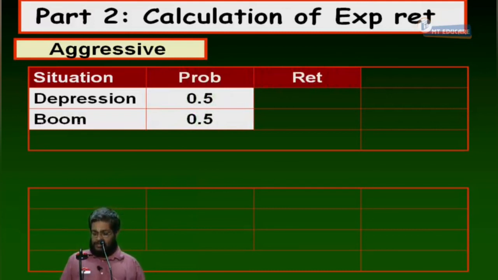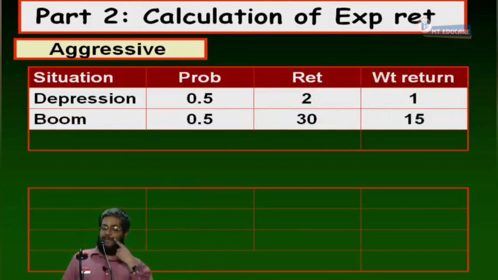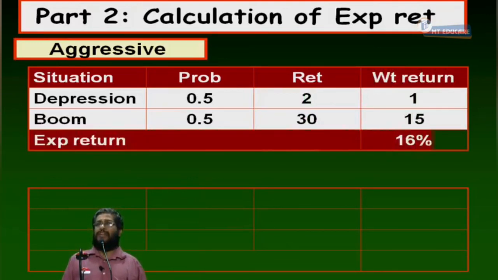Return, what is the return expected from the aggressive share? It is 2 and 30. Weighted return 1 and then 15. The expected return is how much percent? 16%.